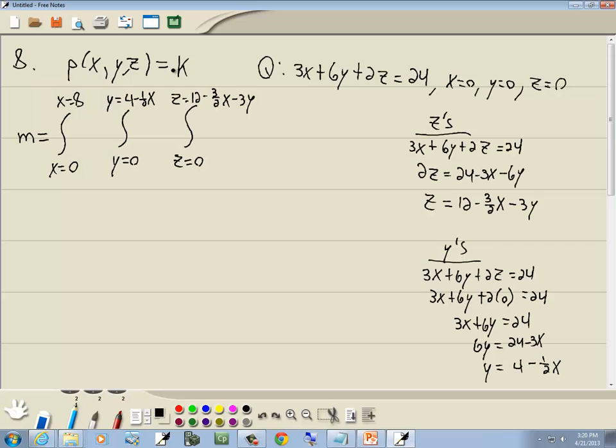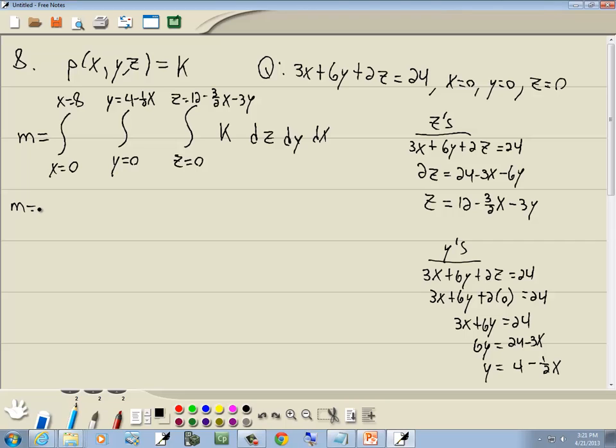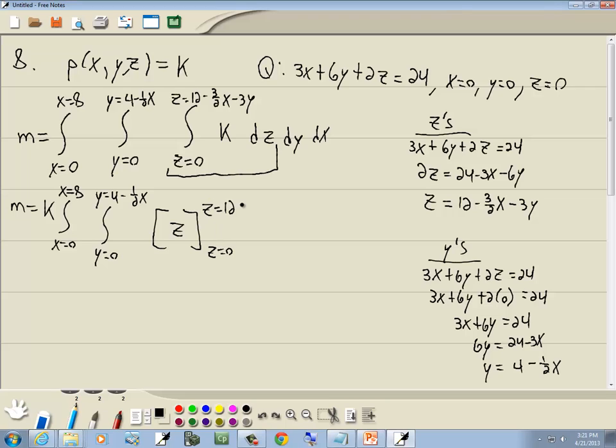Now we need rho. Well, rho they told us was k. And then this would be dz, dy, and dx. And okay, that's everything I need for the mass. So I'm going to take my k, put it out in front. And then I'll do the inner integral here. So that's going to be x is equal to 0 to x is equal to 8, and y is equal to 0 to y is equal to 4 minus 1/2 x. When I take the k out in front, this just leaves me an invisible 1 here. So the integral of 1 is just z, going from z is equal to 0 to z is equal to 12 minus 3/2 x minus 3y, dy dx.